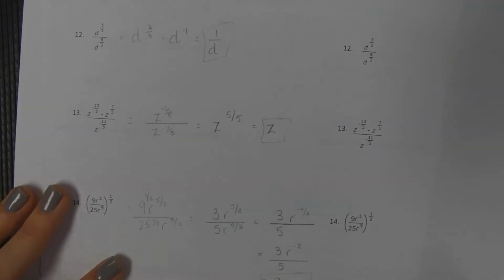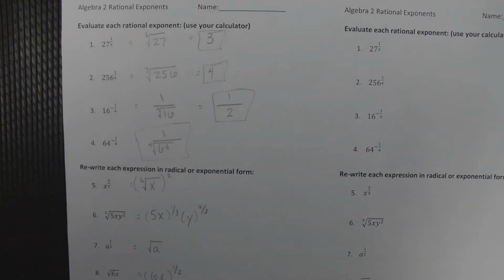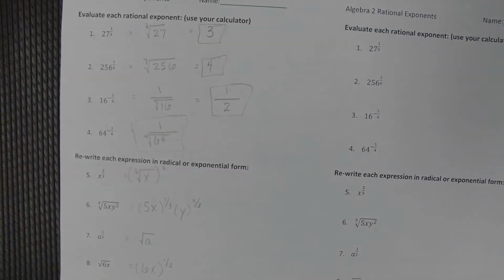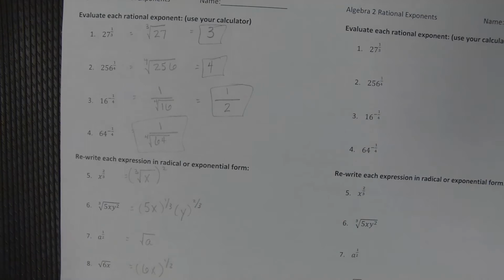Okay, all right, here are the answers for 1 through 4. I'm gonna do this section by section. And this was the calculator part. Number 4, you really can't do anything with that. Just get rid of the negative number.